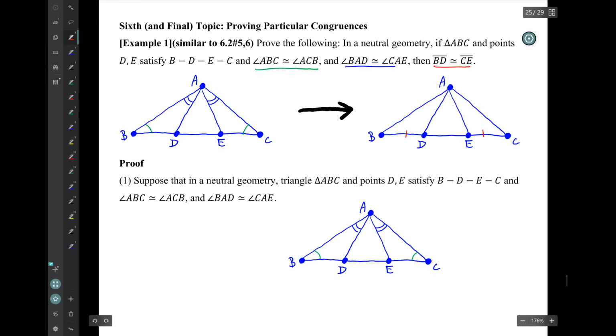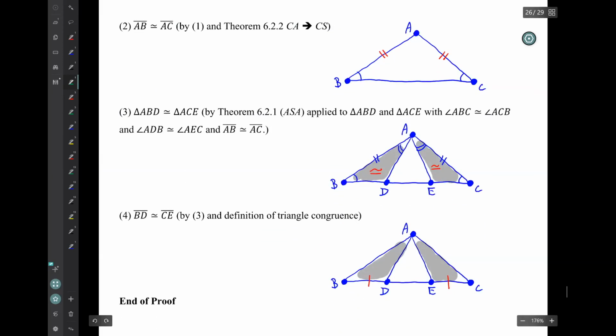Well, here's the proof. Suppose that all that given stuff is true and the hypothesis is satisfied, so suppose we have that configuration of points. Then we can say that segment AB is congruent to segment AC by statement 1 and the CA arrow CS theorem. So there we've used one of our new theorems. These two segments are congruent because they're opposite these two angles that are congruent.